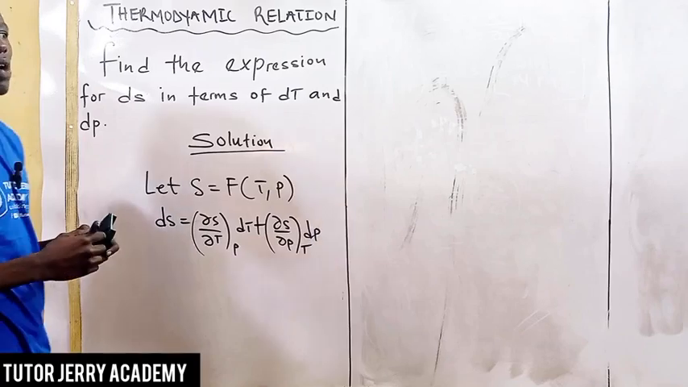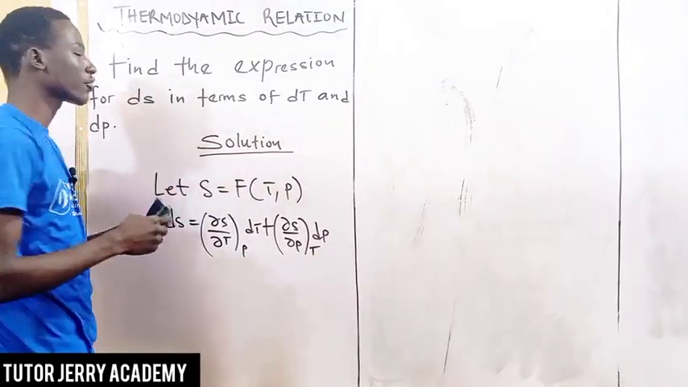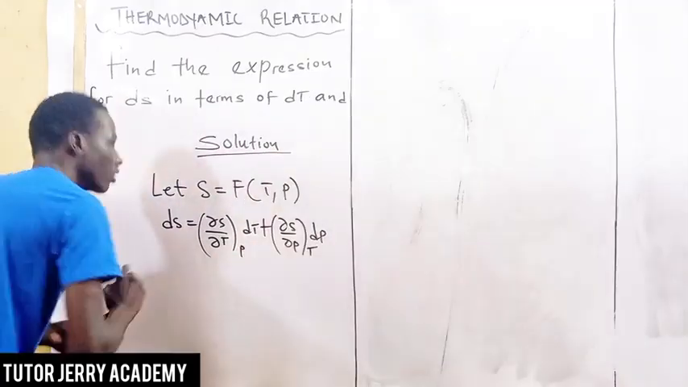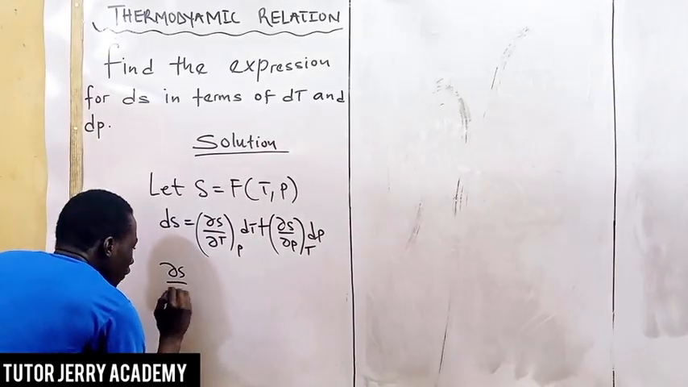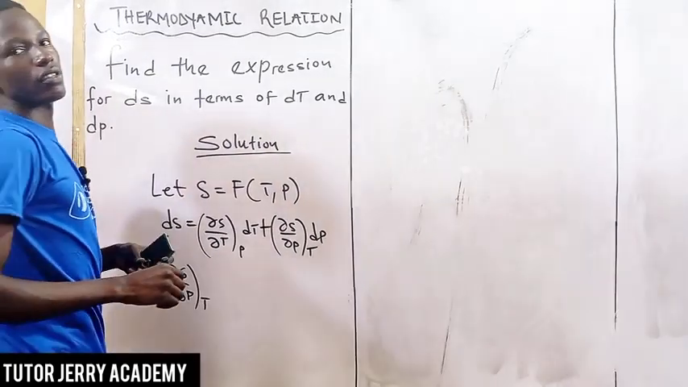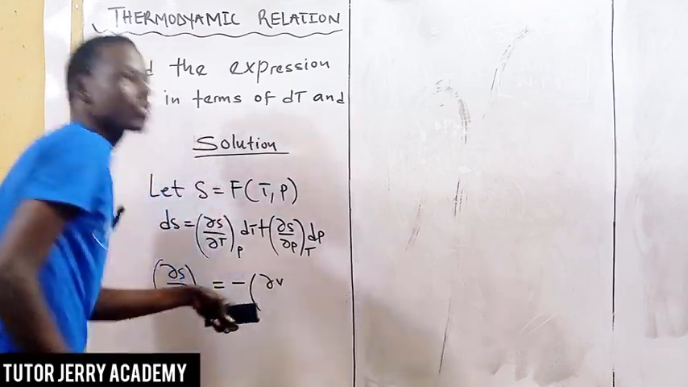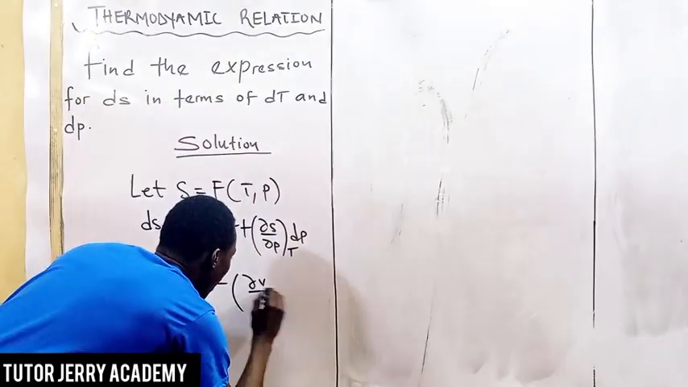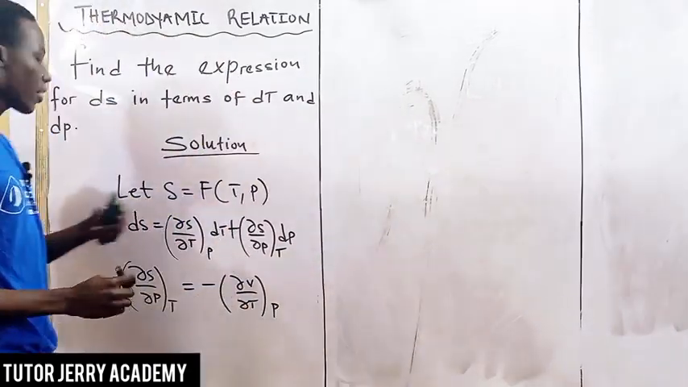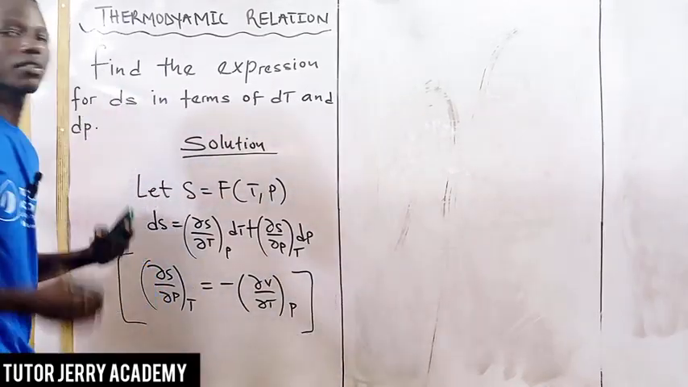Next, we are going to be using Maxwell relations. From the Maxwell relations, we know that the partial derivative of S over the partial derivative of P, keeping T constant, is equal to minus the partial derivative of V over the partial derivative of T, keeping P constant. This is one of the Maxwell relations.